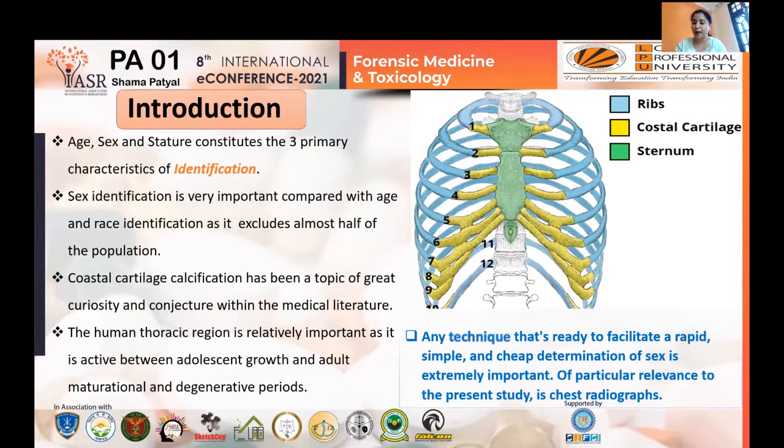So, aim of my study is to study sexual dimorphism in costal cartilage calcification with the aid of digital radiographs. This study is useful when thoracic cage is only present. Now, we can see in the figure displayed here, costal cartilage shown yellow in color are the bars of hyaline cartilage that provides elasticity to the wall of thorax. They are present at anterior ends of the ribs. Seven pairs couple with the sternum, lower three are joined with the preceding ribs.